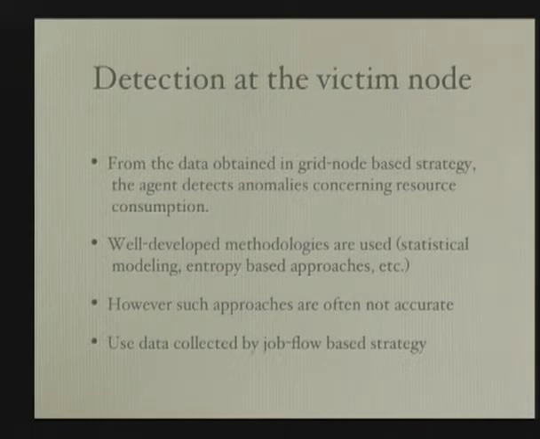However, such approaches are often not accurate because in complicated grid systems, they may cause a high rate of false detection, false positives. So even if the agent detects anomalies from the grid node-based strategies, it doesn't immediately consider that incident as an attack. Rather, it uses data collected by job flow-based strategies, which collect job data, where many contributor data is there.